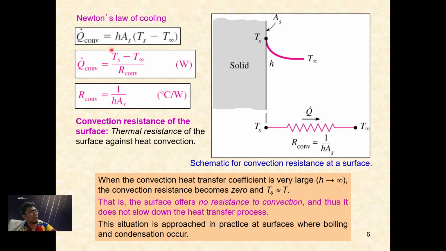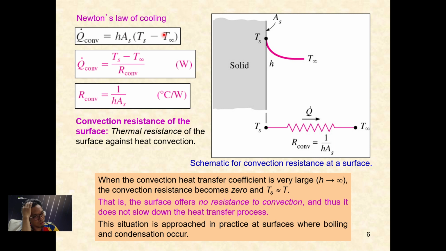For the next slide, we know the convection formula, which is Q convection equal to h times As, referring to surface area, then times Ts, the temperature of the hot surface, minus T infinity. Temperature infinity here refers to the temperature of the environment.